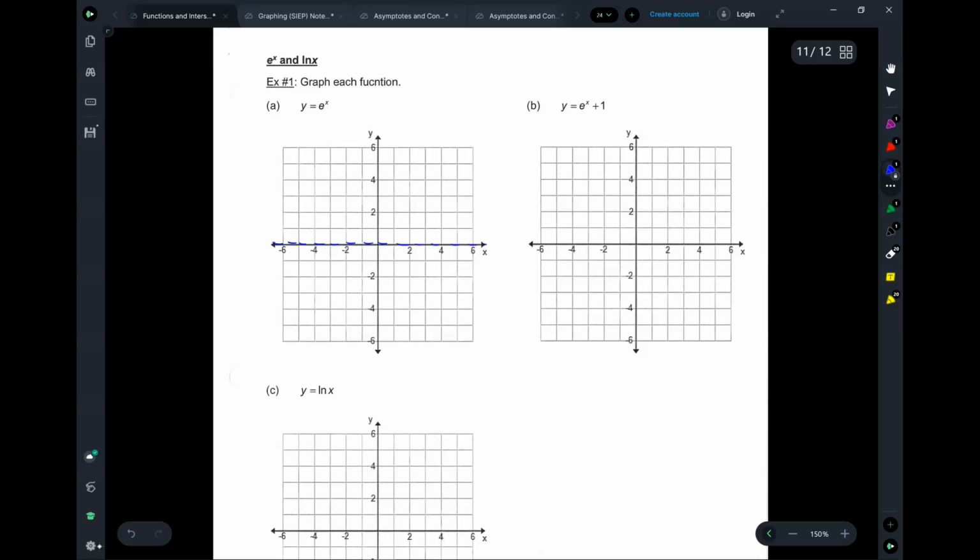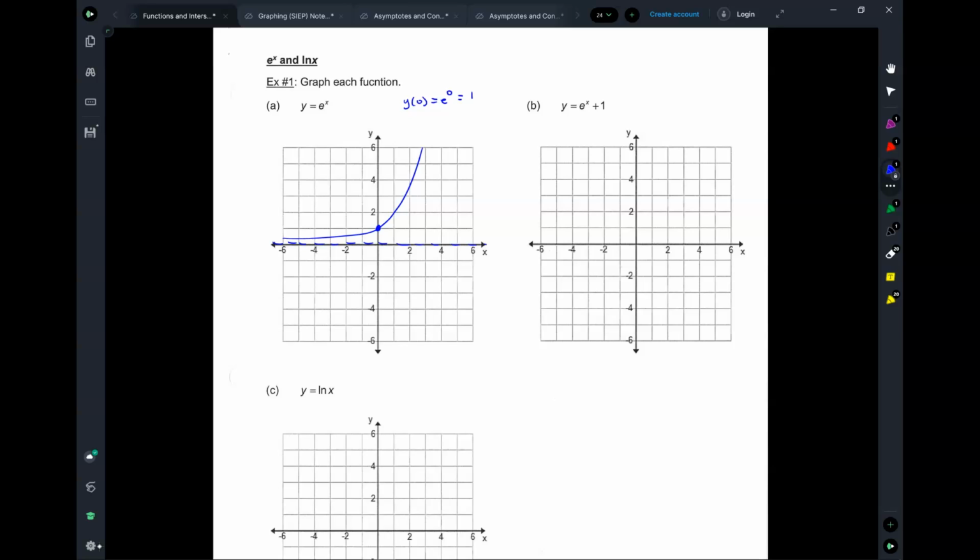So we know that e to the x has a horizontal asymptote. Is there an x-intercept? No, it never crosses the x-axis. The y-intercept: y of 0 is e to the 0, which is 1. So it just looks like that. You have to know basically what it looks like.